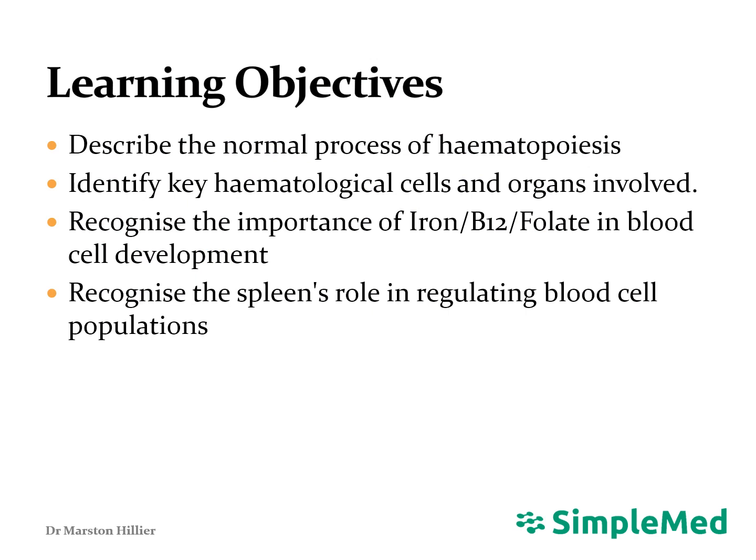Today's learning objectives are: we will aim to describe the normal process of haematopoiesis, identify the key haematological cells and organs involved in this process. We will recognise the importance of iron, B12 and folate in blood cell development, and finally recognise the spleen's role in regulating blood cell populations.